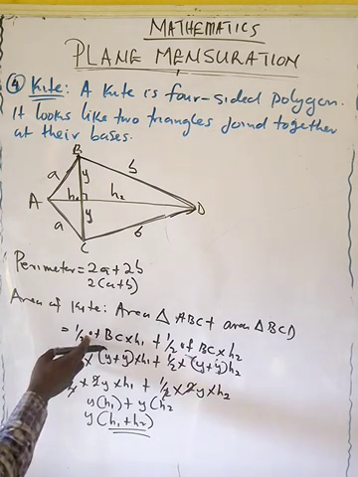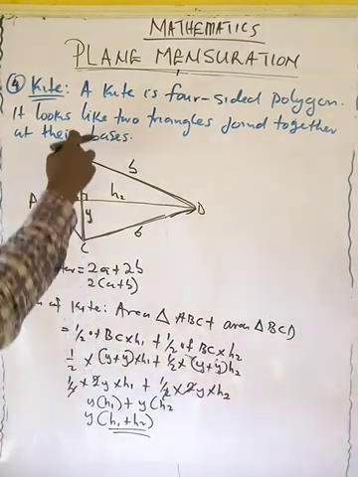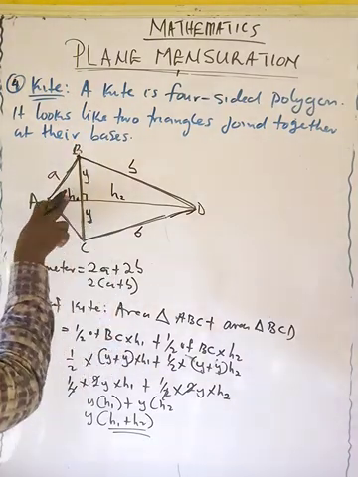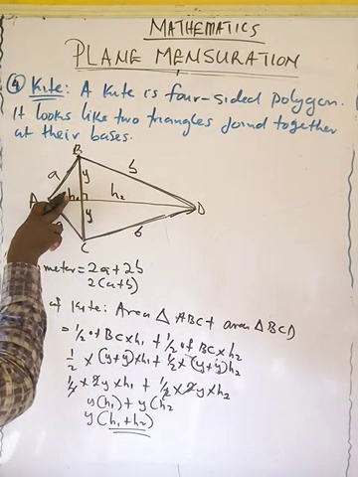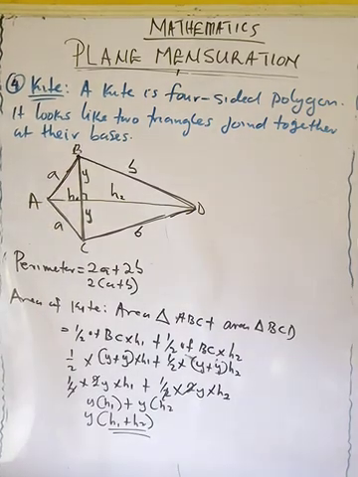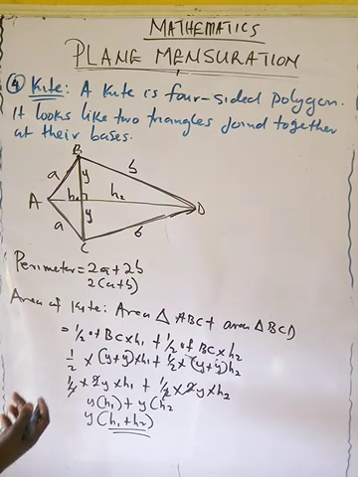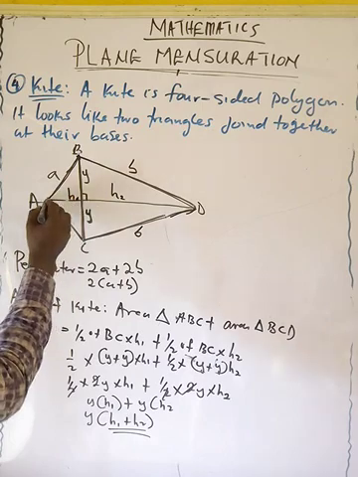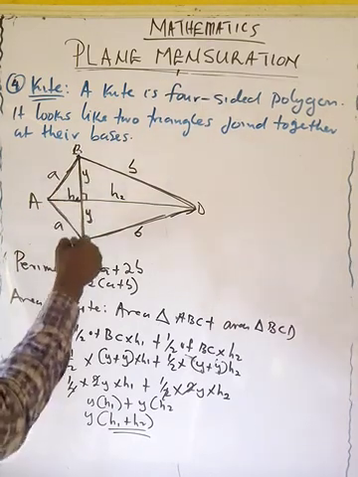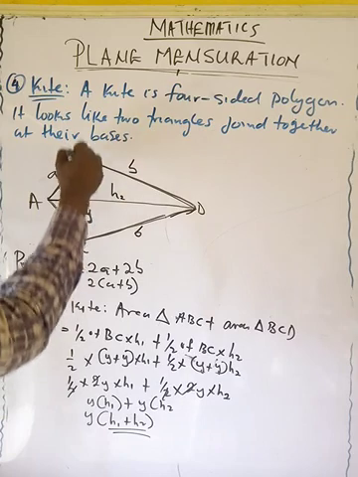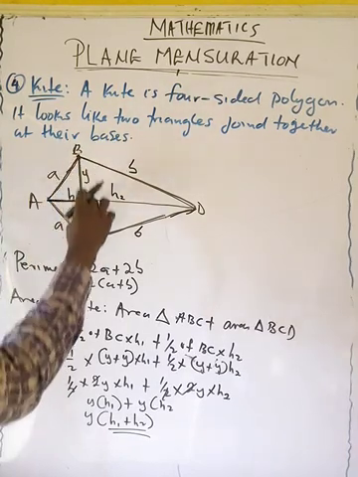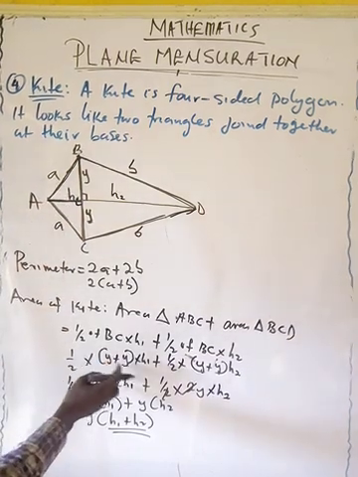Now the first area is half of BC. This is our BC, so half of it times H1. Our BC is like the base, times the height. This is our base, this is the height. So addition of this times height.